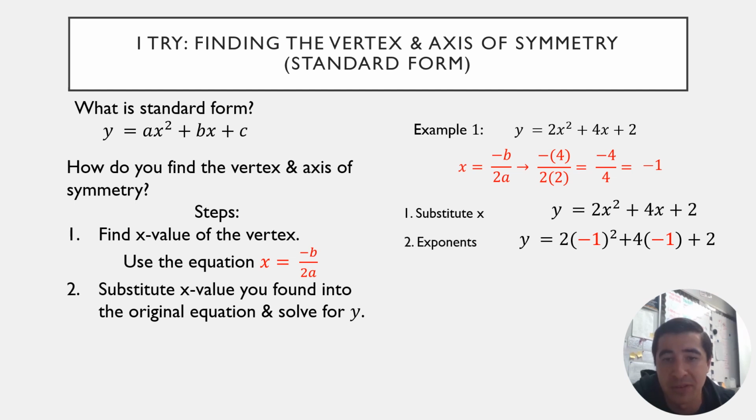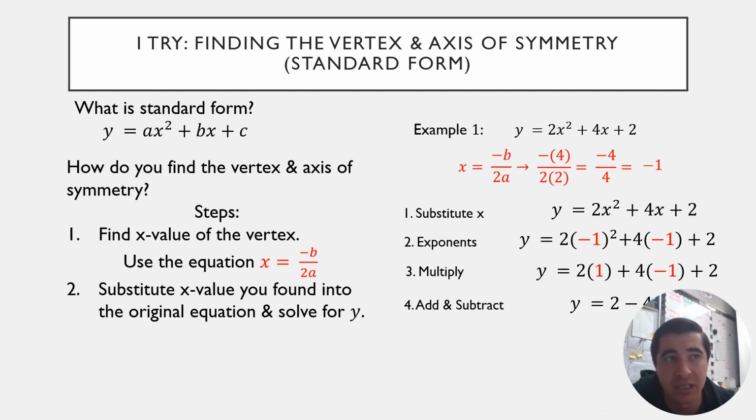And the first part of simplifying is dealing with the exponent. So we actually have negative 1 squared. So negative 1 times negative 1 would turn into positive 1. So my equation now is y equals 2 times 1 plus 4 times negative 1 plus 2. Now my third step would be to multiply. I would multiply 2 times 1 and 4 times negative 1. 2 times 1 would give me 2, and 4 times negative 1 would give me negative 4.